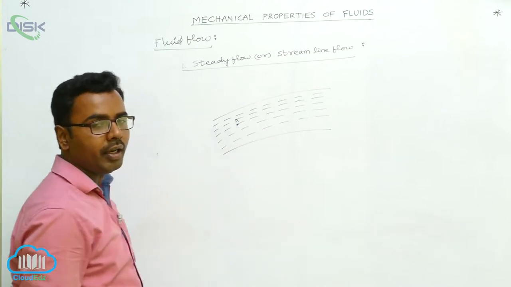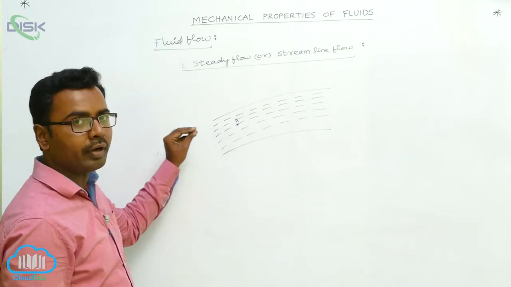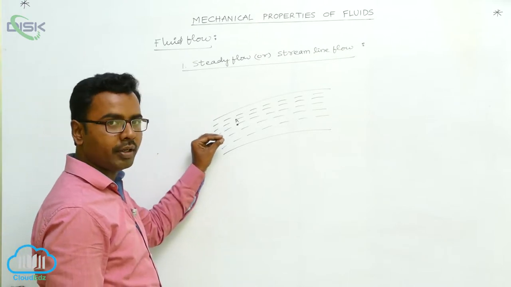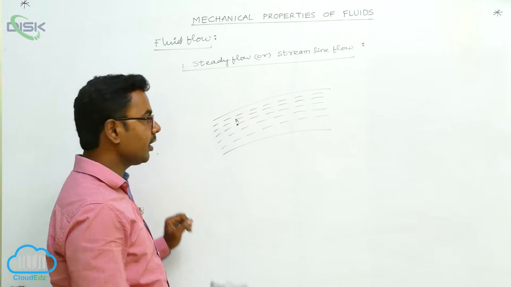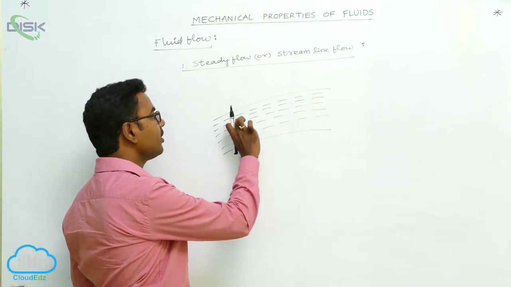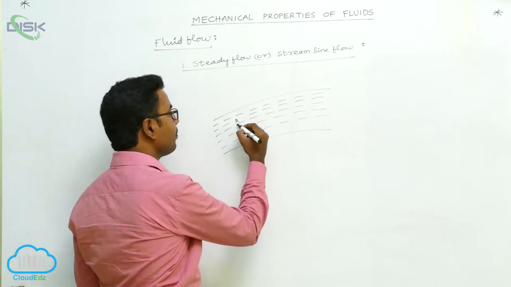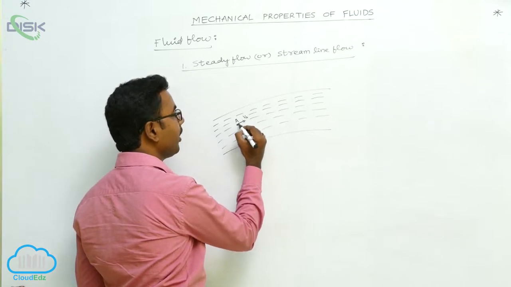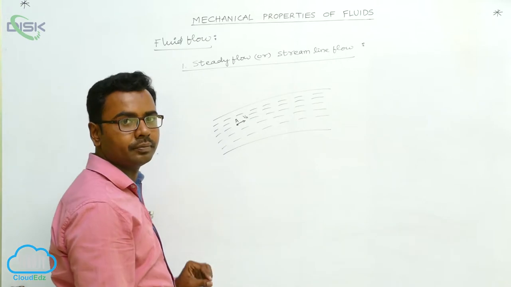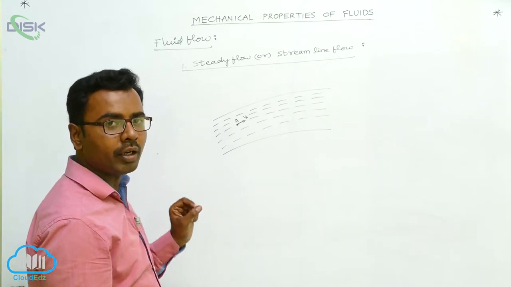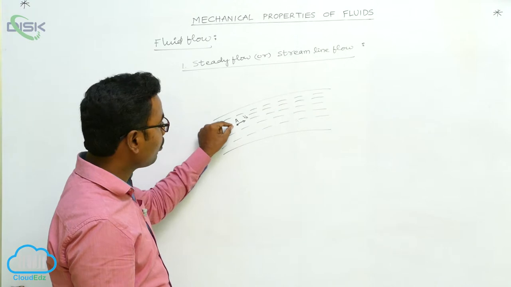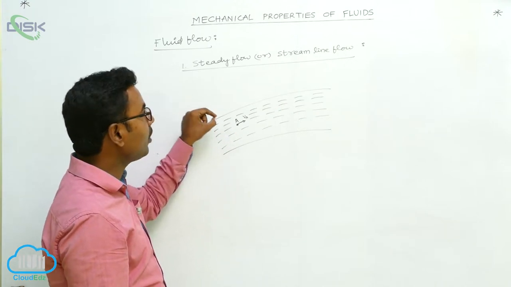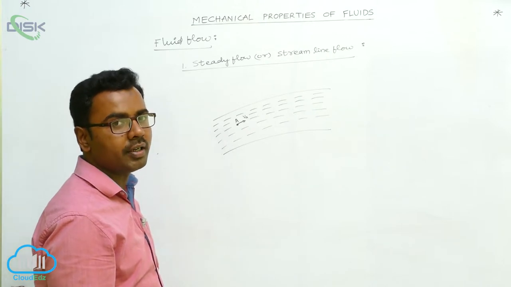Now, at point A, the velocity of every particle is constant. Means every particle crosses the point A with the same velocity, means with the same speed and in the same direction. Every particle should cross the point A with a speed VA and in this direction only. If every particle of fluid crosses a particular point with the same speed and in the same direction, then such a type of fluid flow is called steady flow.